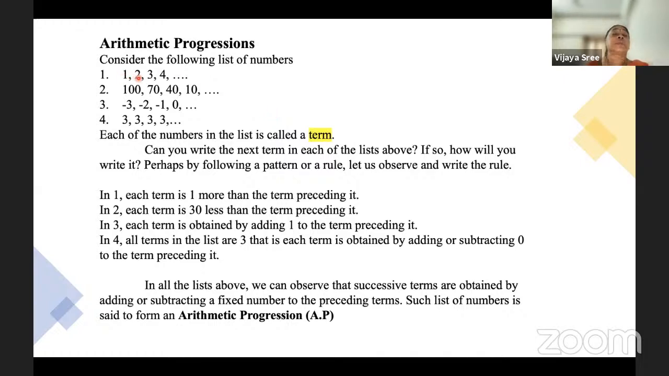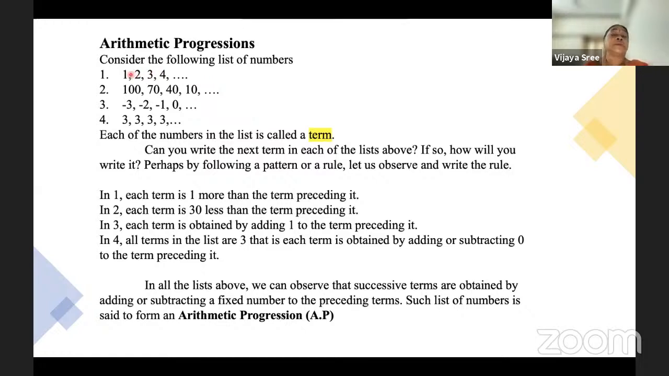This is the first term, this is the second term, this is the third term, this is the fourth term. The number at the first place is called the first term. The number at the second place is the second term. The number at the third place is the third term. The number at the fourth place is the fourth term. And so on. The number at the nth place is the nth term.